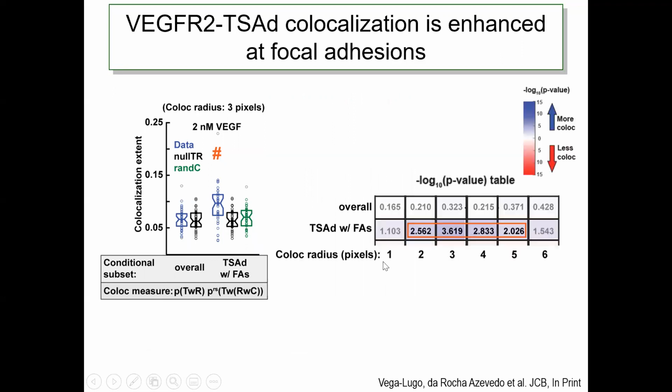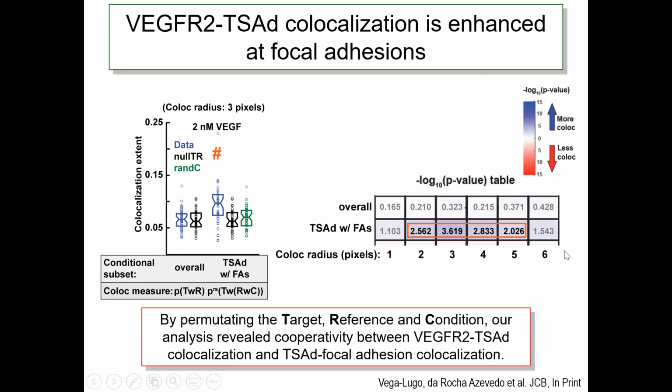But actually, what we found out is that if you do the analysis for a range of colocalization radii, that is how you get the most robust results. So what I'm showing you here is what we call a minus log 10 p-value table. From these comparisons, we take the p-values and basically show the minus log 10 of those p-values. And you can see for the overall, no matter what colocalization radius we use, it's all not significant. But for the subset of TSAd with focal adhesions, between the colocalization radii of 2 and 5, we have pretty significant colocalization values. So an indicator of true relationships is when you have significant colocalization measures over a range of colocalization radii.